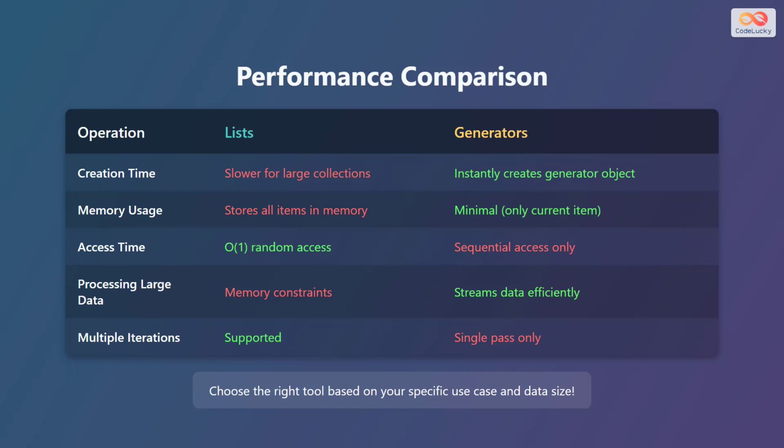For multiple iterations, lists support multiple iterations, allowing you to loop through the data as many times as needed. Generators only allow a single pass, so once you've iterated through all the values, you cannot start over. Remember to choose the right tool based on your specific use case and data size.